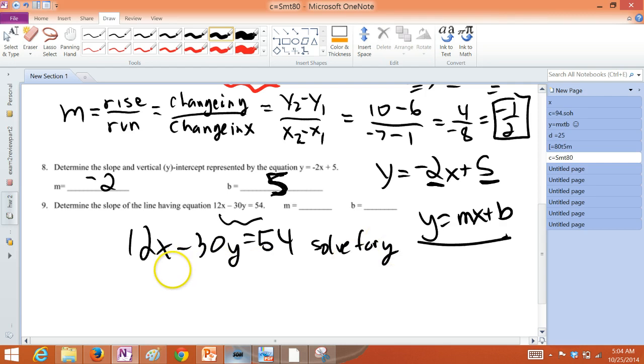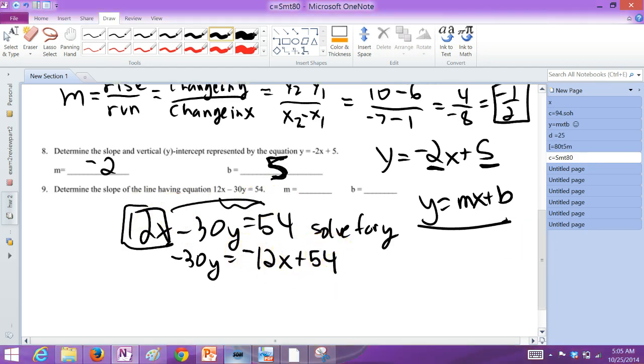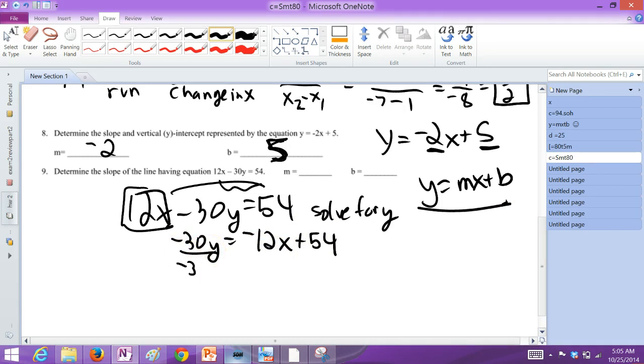So negative 30y, I'm going to take this term and subtract it over to the other side. Negative 12x plus the 54. And we're going to divide by negative 30. On this side, each term gets divided by negative 30. You'll be left with y all by itself. 12 and 30 share something in common. They both have a 6. So it's going to be 2/5. A negative over a negative is a positive.